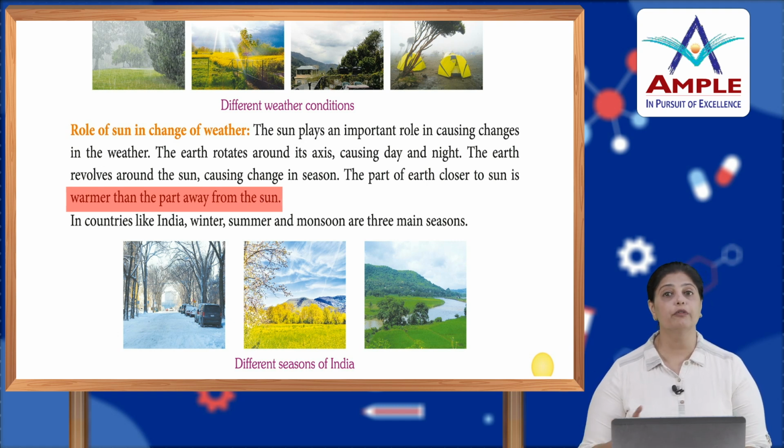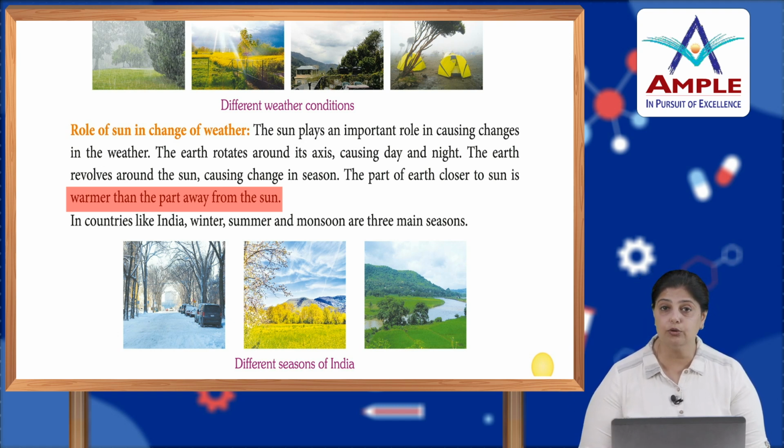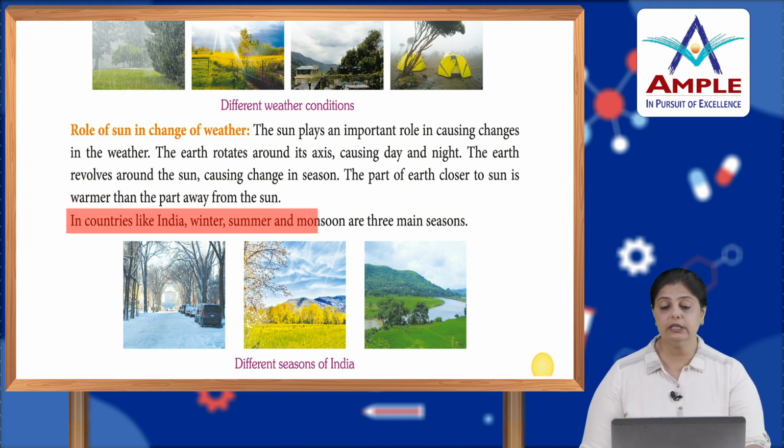So, when it starts revolving, it takes 365 and 1/4 days for the entire revolution to complete. During this time, the earth goes into different phases around the sun, and those areas that are closer to the sun become warmer, and those areas that are not closer to the sun have the winters. That is how the climate keeps on changing. Now, in countries like India, winter, summer and monsoon are three main seasons.